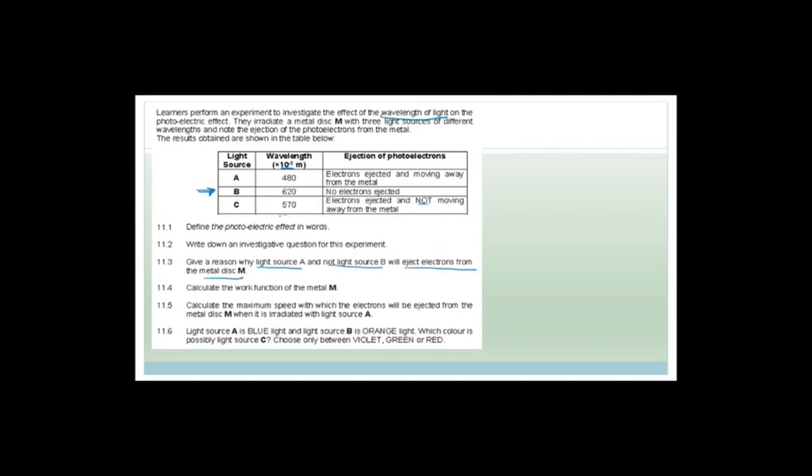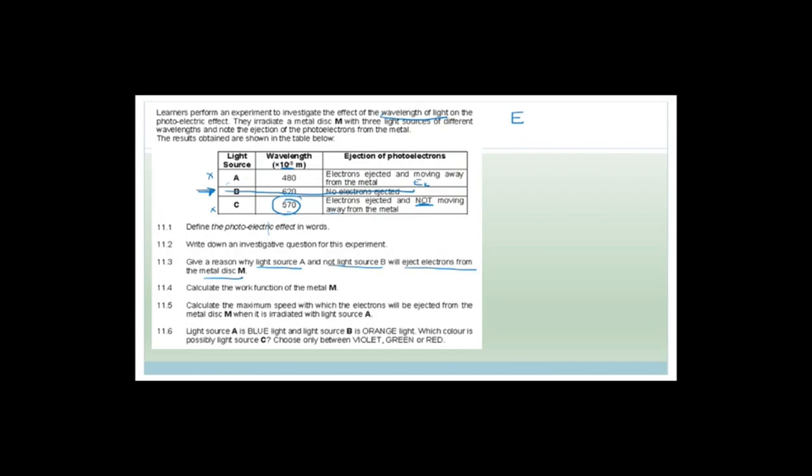Now it says calculate the work function of metal M. Okay, so let's have a look at this. Do you agree that this is not viable? No electrons are ejected. So now we just have to look at A and C. In A, the electrons are ejected and moving away, so they've got some kinetic energy. Whereas here, the electrons are ejected and not moving, so they do not have kinetic energy. Therefore, this wavelength matches the energy of light that's required to get out the electrons.